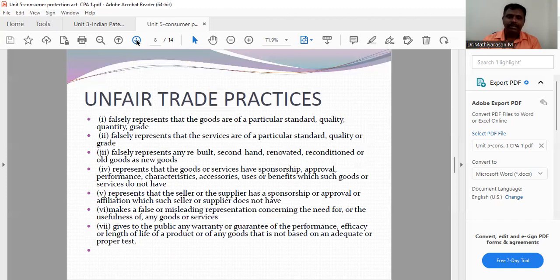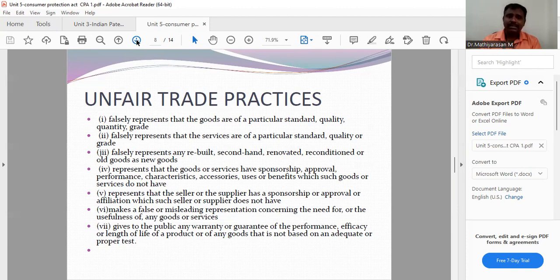Unfair trade practices. Falsely represents that the goods are of a particular standard, quality, quantity, or grade. Falsely represents that the services are of a particular standard, quality, or grade. Falsely represents any rebuilt, second-hand, renovated, reconditioned, or old goods as new goods. Represents that the goods or services have sponsorship, approval, performance, characteristics, accessories, uses, or benefits which such goods or services do not have. Represents that the seller or supplier has a sponsorship, approval, or affiliation which such seller or supplier does not have.